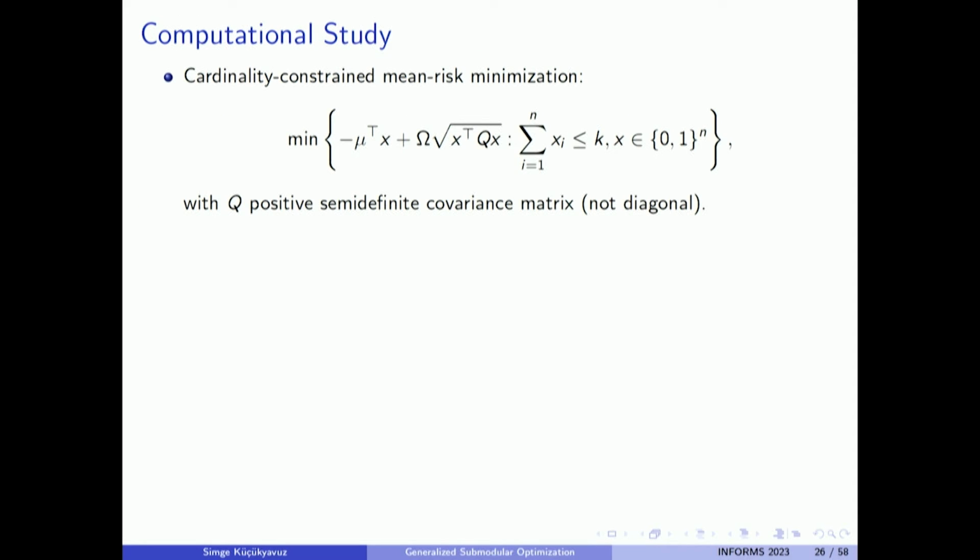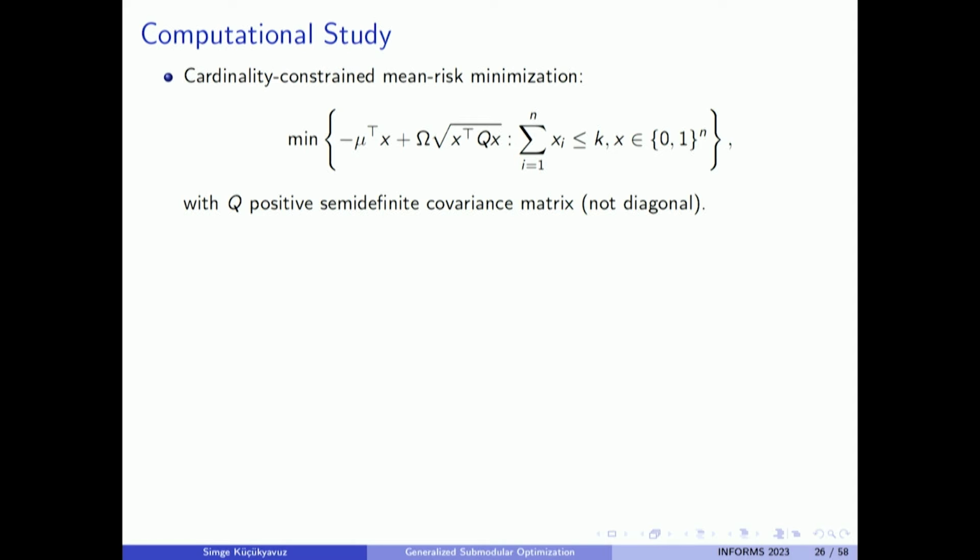So for the computational study, let's go back to that portfolio management problem, but let's make it realistic now that we do have correlations. So now I don't just simply have x transpose A in the square root function, which would have assumed no correlations between stocks. So now I have in the risk term omega times square root of x transpose Qx, where Q is the covariance matrix of this portfolio. So Q is a positive semi-definite covariance matrix, so it's not diagonal.